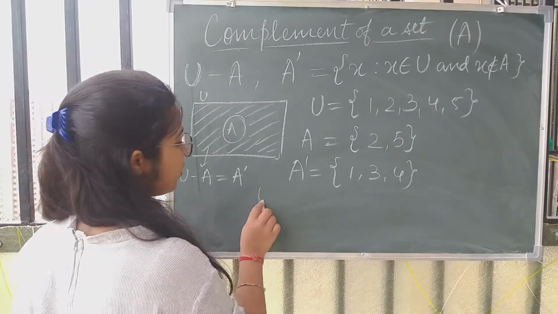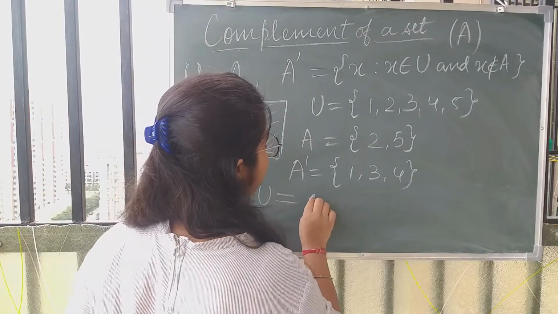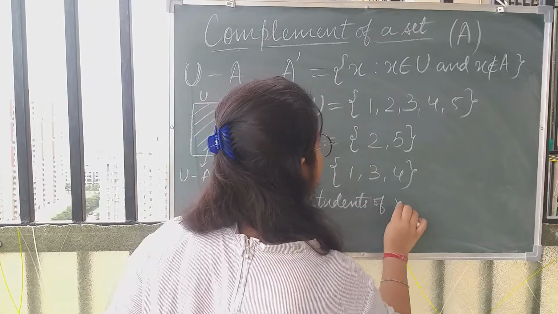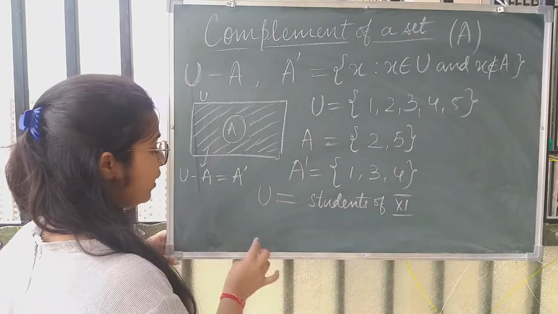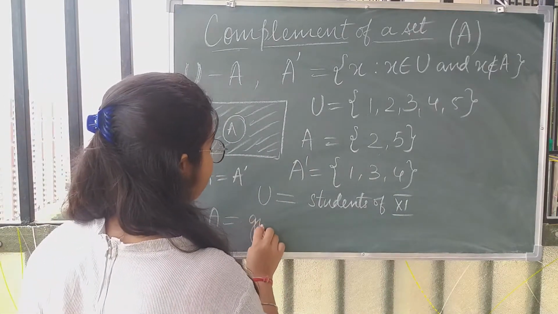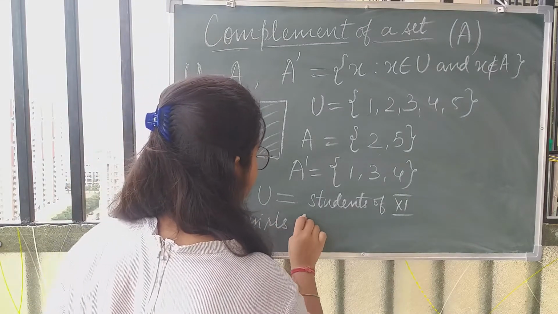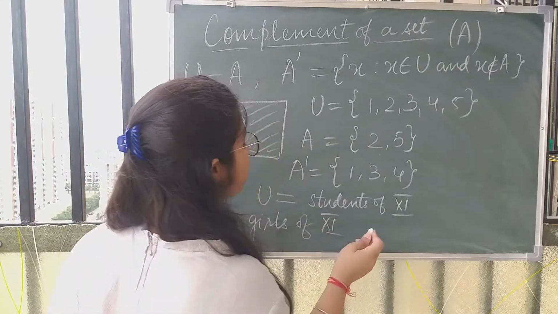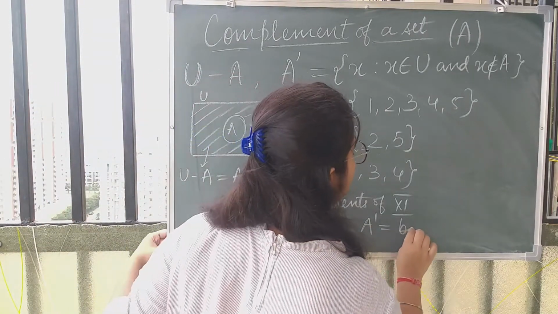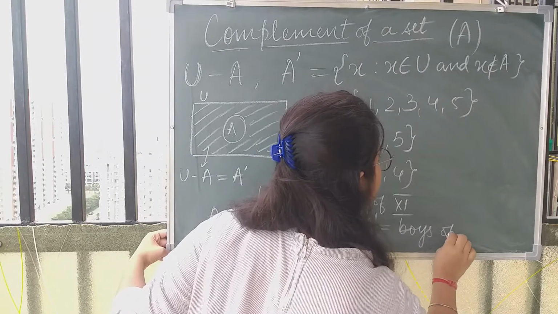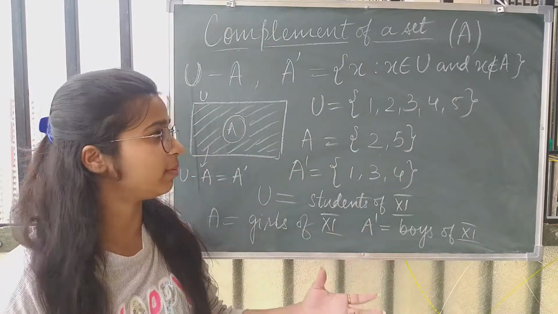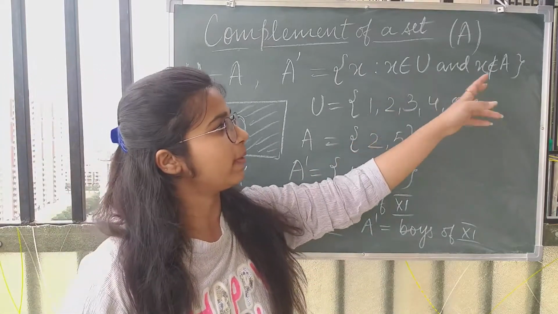Similarly, if there is a universal set which is all the students of class 11th, okay, and if I depict A to be the set of girls of class 11th, so what will be A complement? A complement will obviously be the boys of class 11th. So complement of a set are all those elements which are there in U but they are not there in that set.